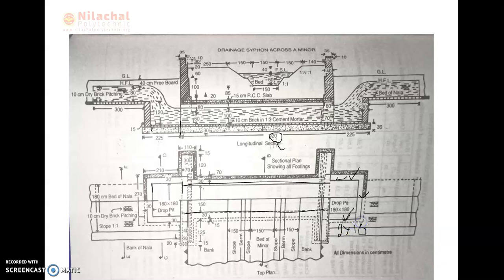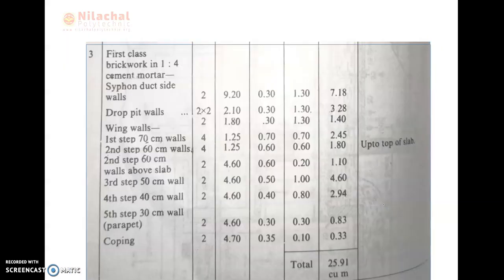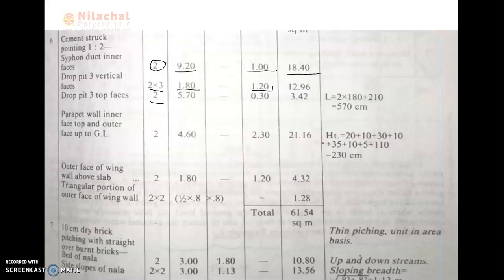Okay, 1.80 plus, this is how much? This is 2.10, right? Because 180 plus 30 plus 30. So we need to add here the drop it size, the 2 into 1.80 plus 2.10, which is the total length of 570 centimeter. Okay, the total top face length is 5.70.